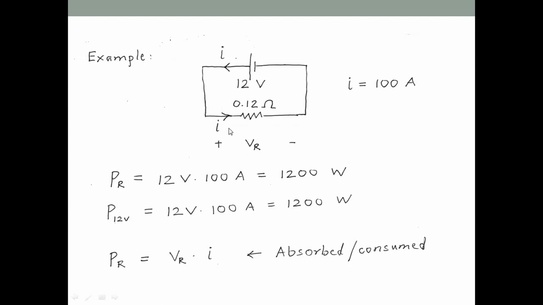So what is a convention? The convention is when the current is flowing into the positive voltage terminal of the circuit element, then the power is absorbed. If the current is flowing out of the positive terminal, that power will be delivered.